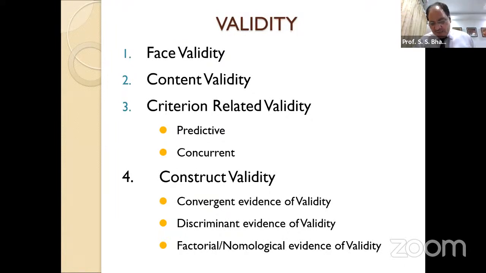Face validity is reported by the researcher. That means the researcher can indicate the face validity of the measure that he has developed, and can justify that by quoting the validity of the other scales from where he has taken the items, and can indicate that the face validity of my measure is high. Content validity is through cross-referencing.